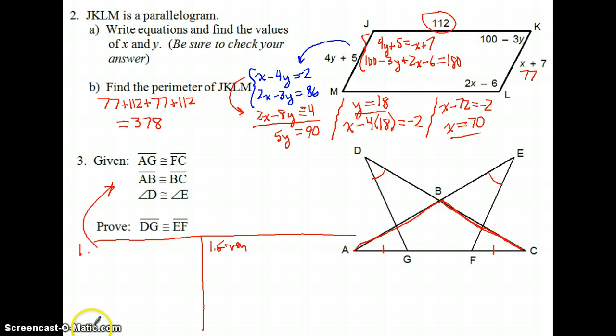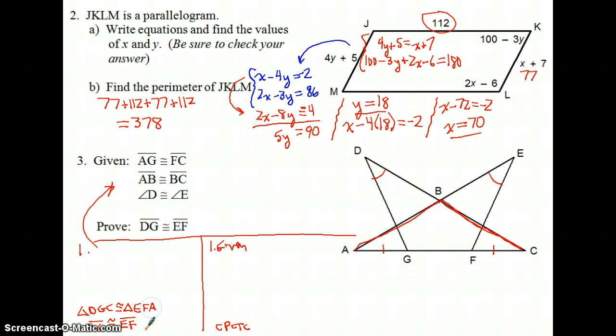I'm trying to prove, and I hope I have enough room, that DG is congruent to EF. Well, this looks like a CPCTC kind of thing to me. That DG and EF are going to be parts of bigger triangles. Namely, the only triangle up here that DG is part of is DGC. And that would have to be congruent to EFA. And why is that? I don't know.